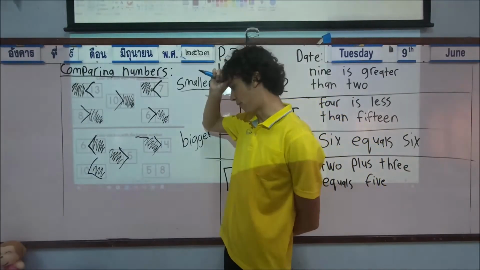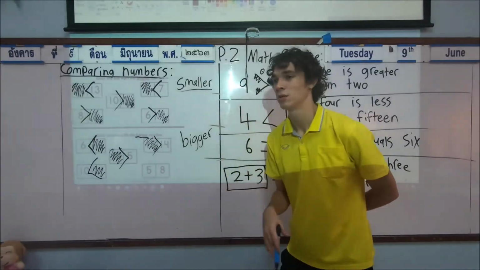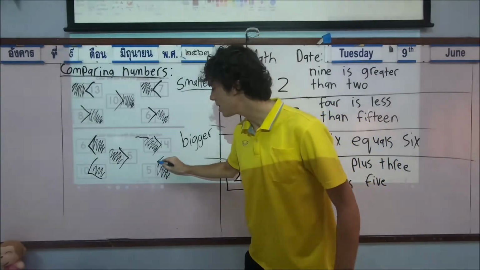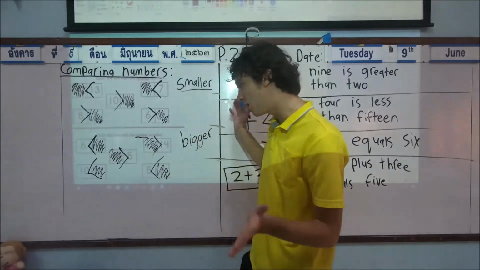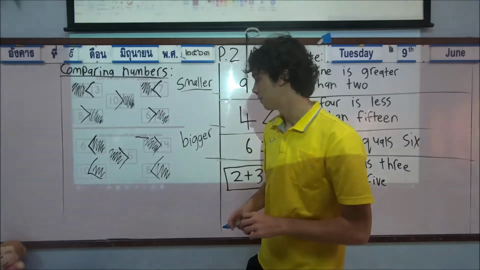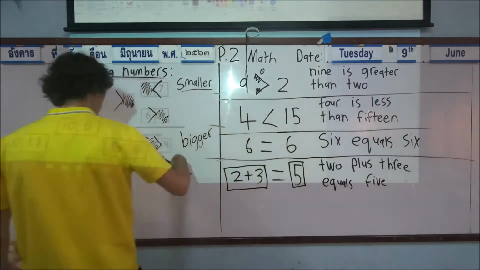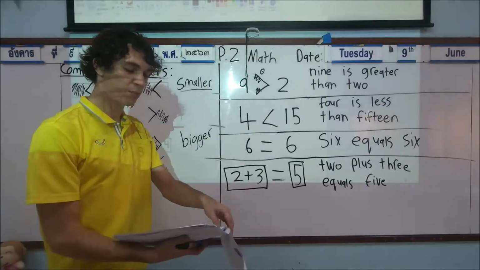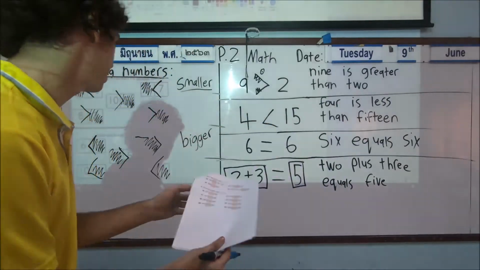And the last one for this sheet, 5 and 8. 8 is bigger, so we eat the 8. We are hungry. We want the big number. Good. That was just to look at what is bigger or smaller. Now the next page. We will finish this together as well.